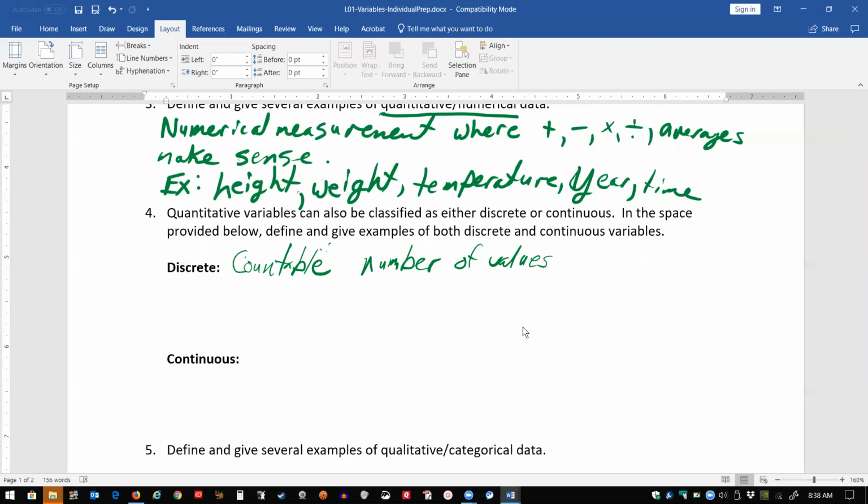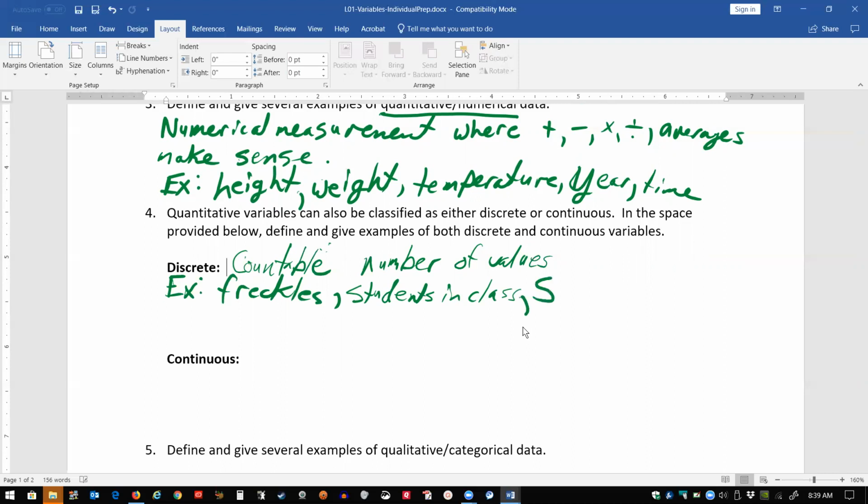Okay, and so something that is finite, so there's just a fixed number of possibilities, like how many freckles do you have on your face? The number of freckles on a person, there's only so many that could be possible, and you could count them. You could count the number of students in our class. So the number of students in our class would be a discrete quantitative variable.